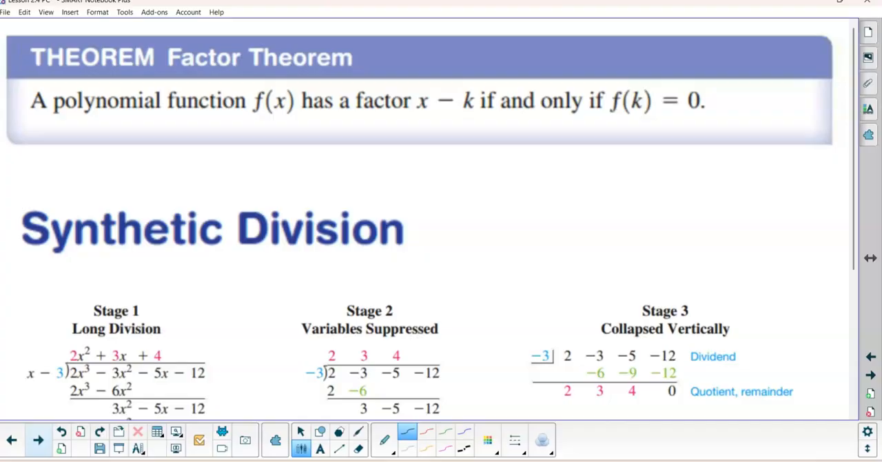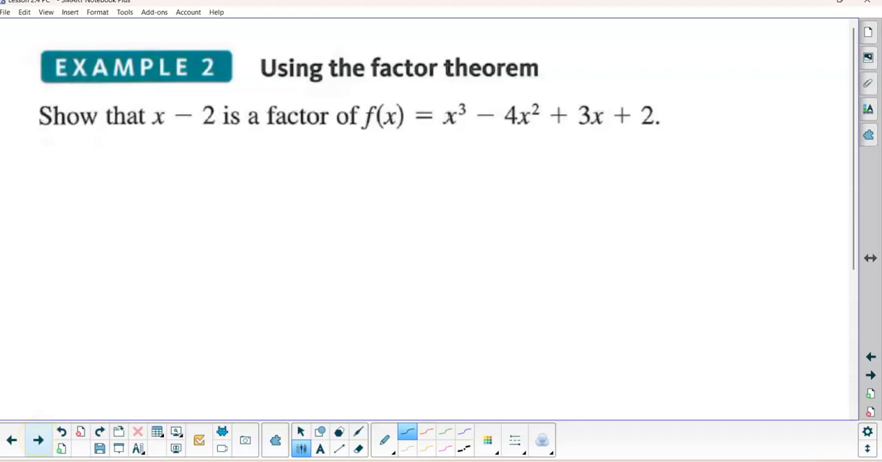This leads us into what's called the factor theorem. If you get 0 for a remainder, that means what you divided by is a factor. So we can use that on this example here. It wants us to show that x minus 2 is a factor of this third degree polynomial. So the easiest way to do that is to divide these and see if you get 0 for a remainder. Now I want to teach you guys synthetic division.